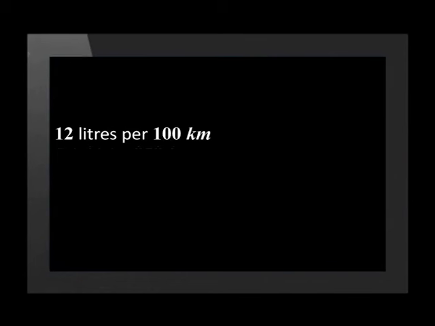Drivers should stop regularly when doing long distances. Joy will need to stop several times to rest and to fill up with petrol. Let's calculate how much petrol Joy's car will use on the trip down to East London. Joy's car uses 12 litres of petrol per 100 kilometers. The total trip is 950 kilometers.